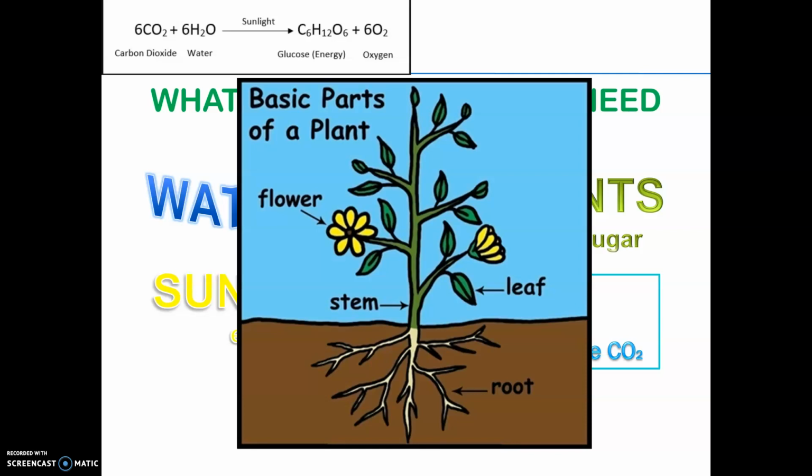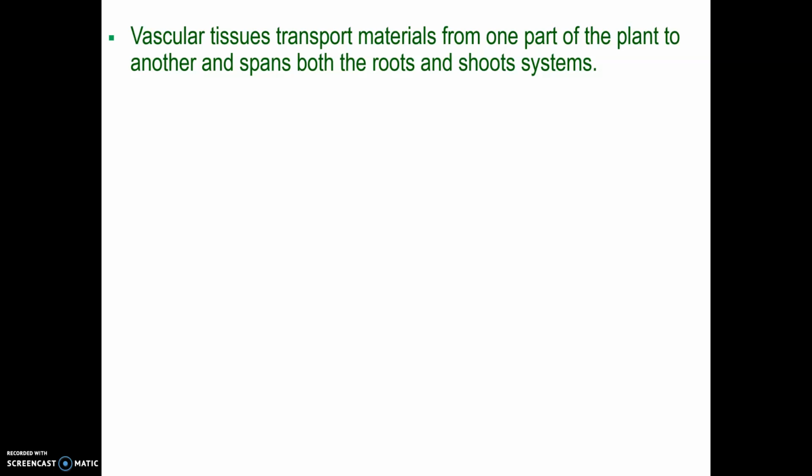Now let's think for just a second about those systems of the plant. In order to get water and nutrients from the soil, we're going to use the root system. In order to make sugar, we're going to use the shoot system. So we have to have a way to move food from the shoot system down to the roots, and we have to have a way to move the water from the root system up to the shoot system, and that is where the next part of this lesson comes into play.